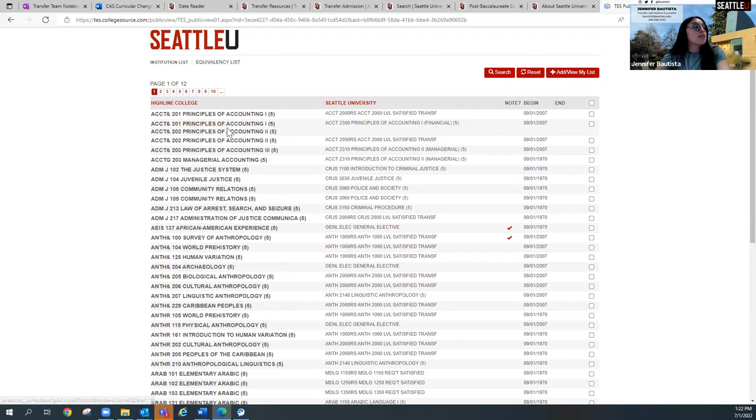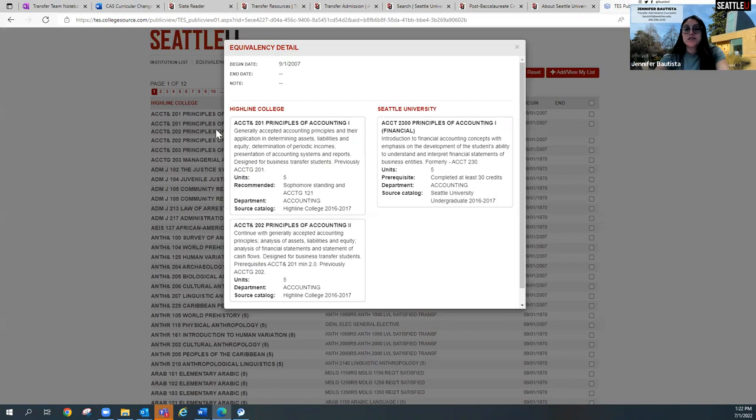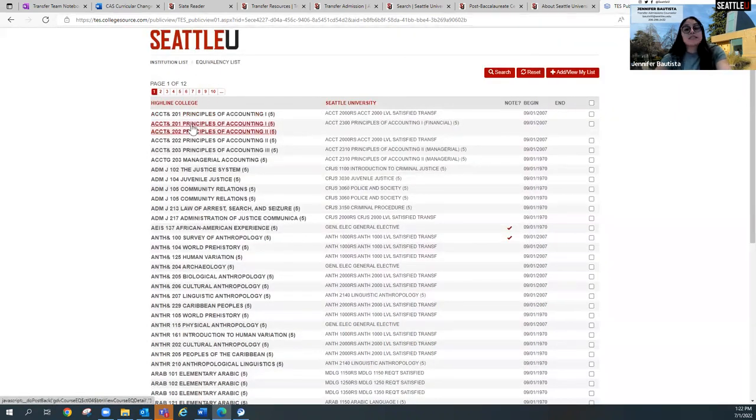So when we're taking a look at Accounting 201, we're going to use this as our first example. It's really important that you know that this left-hand column is going to be for Highline, and this right-hand column is going to be for Seattle University. So anything in the left-hand column is going to have course numbers and course names that are unique to Highline. This right-hand column is going to have course names and course numbers that are unique to Seattle University.